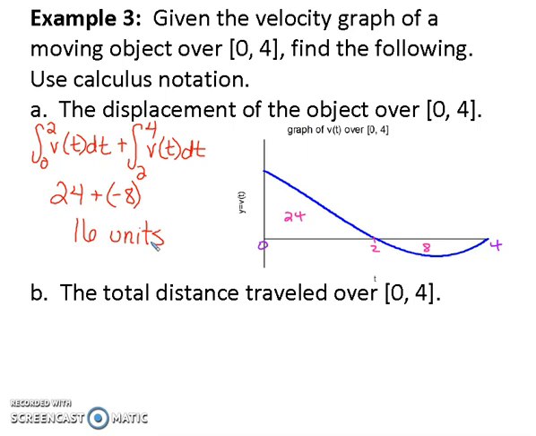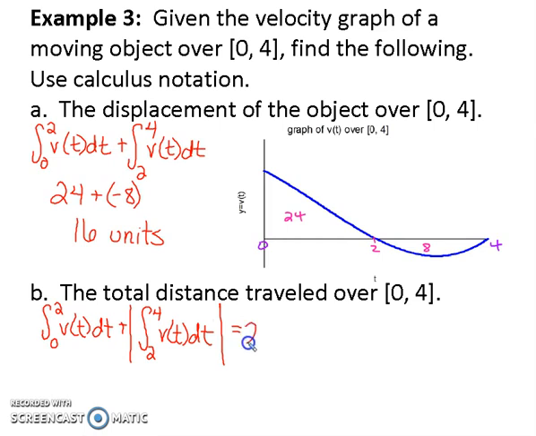So what would we do differently then if it was distance traveled here for part B? Well, for distance traveled, we're still going to go from 0 to 2. And from 2 to 4, the only difference is that since we know that 2 to 4 is a negative displacement, we would need to take the absolute value of that to find the distance traveled. So the distance traveled would be 32 units.